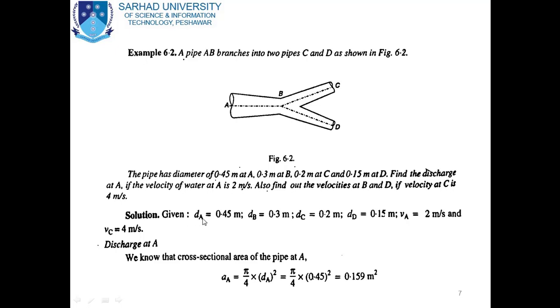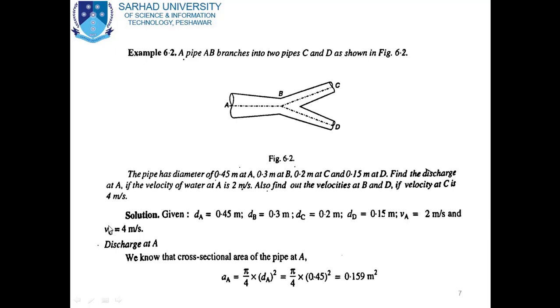In the given data we have dA, the diameter at point A, equal to 0.45 meter. Also dB is equal to 0.3 meter, dC is equal to 0.2 meter, and dD is equal to 0.15 meter. Also the velocity at point A, VA, is given as 2 meter per second, and VC, the velocity at point C, is given, which is equal to 4 meter per second.